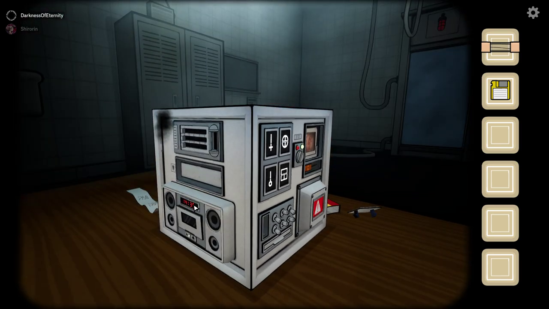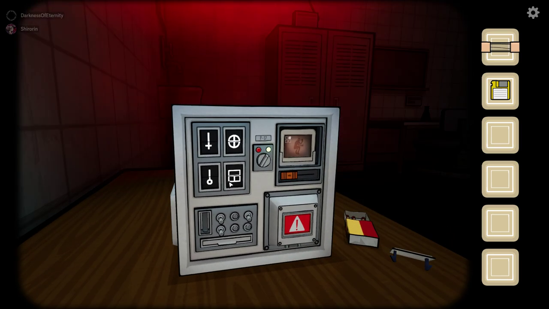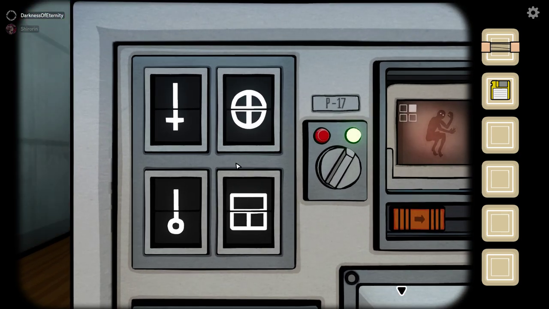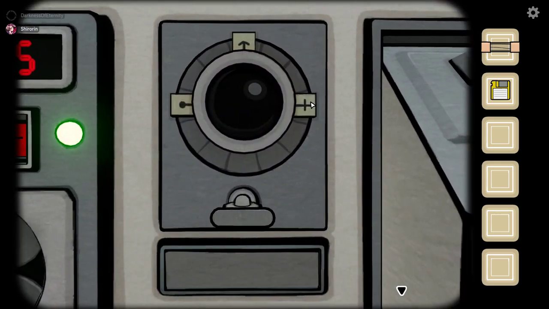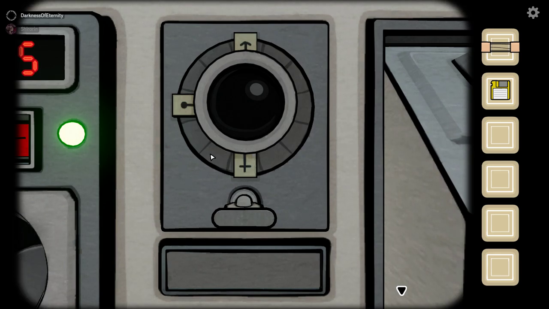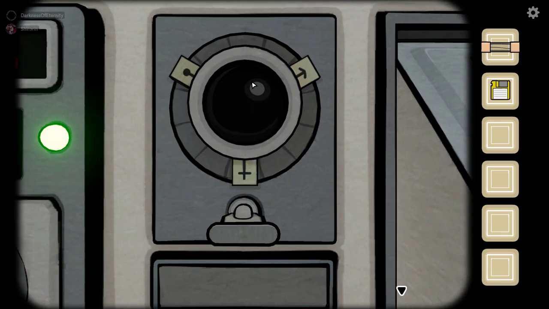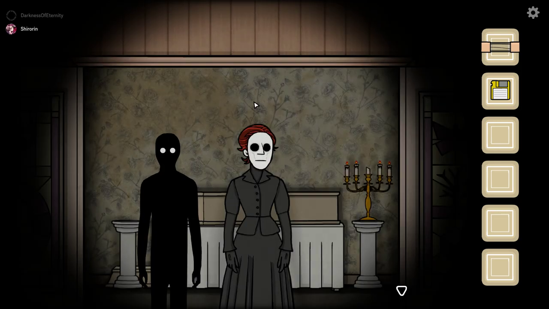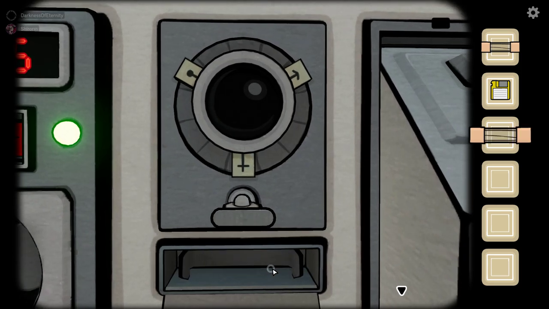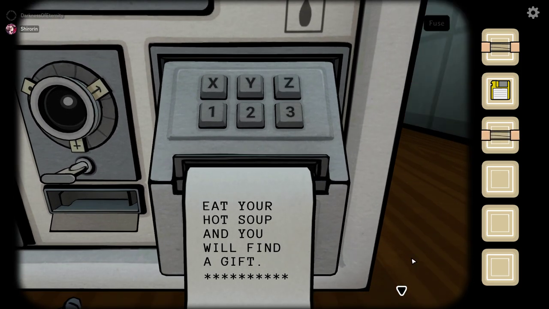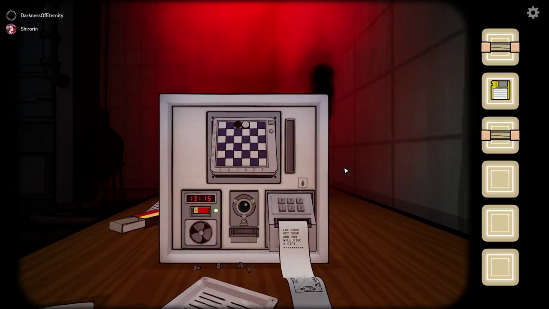Okay, so for the cross, the eyepiece thing. Oh, okay. Cross is at 6 o'clock. Oh, wait. Yeah, arrow is at 2. And the dot is at 10. Oh. What's with the jump scares? Anything else?